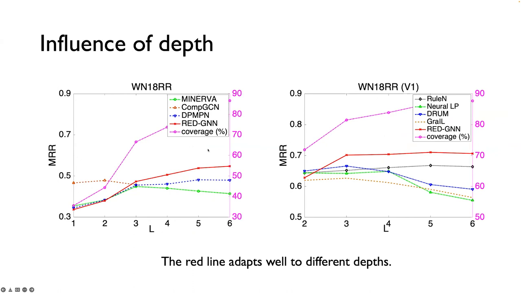Also, we show the inference of depths, as in the red lines. The performance of RedGN increases with deeper depths since it can visit more entities as evidence, whereas the other GN-based methods suffer the problem of over-smoothing, leading to poor performance when the depth gets larger.